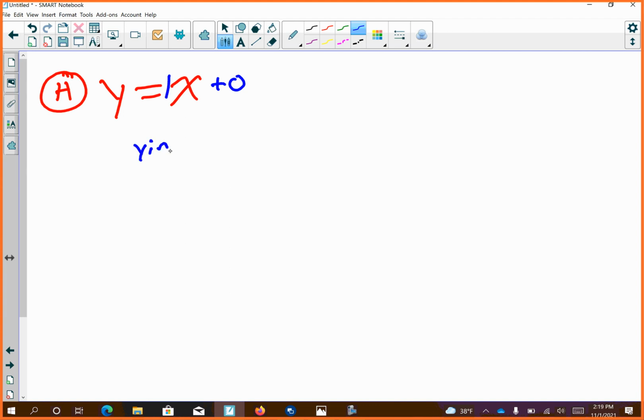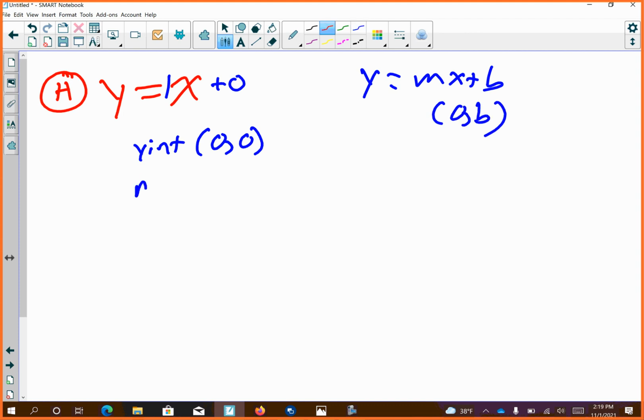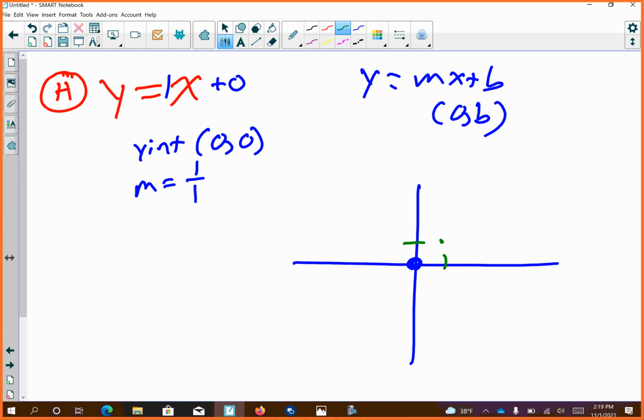So I know my y-intercept has to be 0, 0, the origin, because the y-intercept is always 0, comma b. And then my slope is 1, so I'm going to make it 1 over 1. So if I had graphed this, 0, 0 is here, slope is up 1, right 1. So this is the most simple of lines. It doesn't shift right, left, up, down, grow faster or slower. It's the most basic. But it's one of the most missed problems.